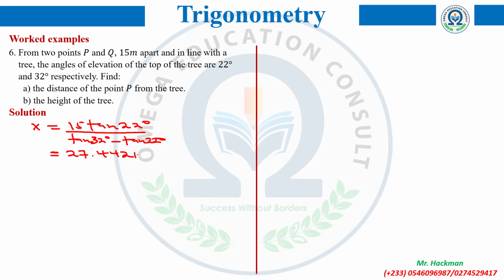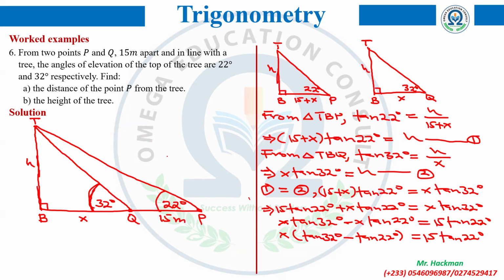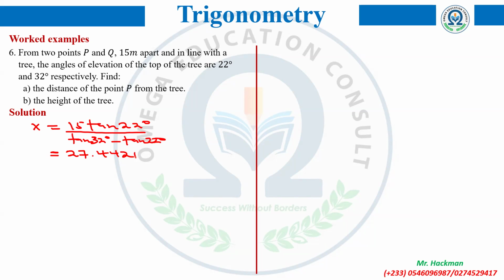So 27.4421, and we are dealing with x as a distance. So let's see if you know its unit. The unit is what? It's meters. Don't forget to indicate your approximation. We have approximated this one to 4 dp. All correct.